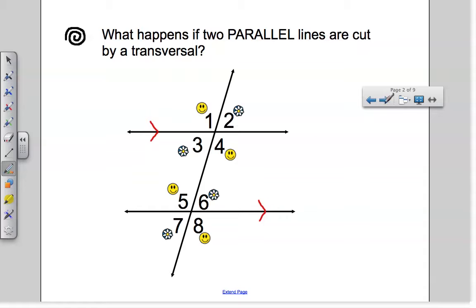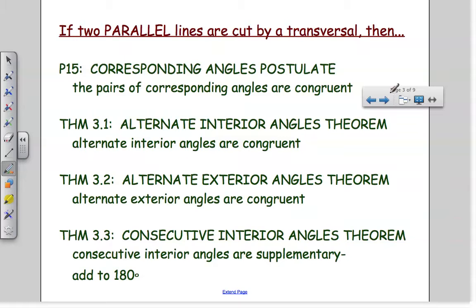Now we have a lot of theorems to write down because of this. Really, the basic thing that we're noticing is corresponding angles are congruent. This is written as a postulate. Corresponding angles postulate. Remember, postulates are things that kind of make sense to us. More of a common sense thing, can't be proven, but this is where we're starting because we saw corresponding angles were congruent by doing copy and paste.